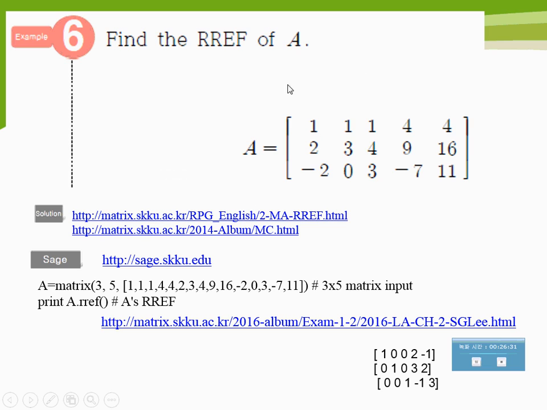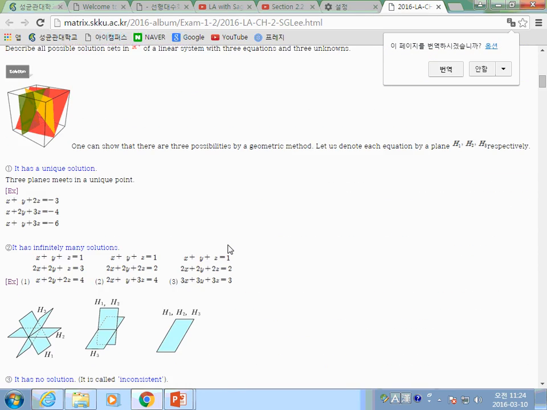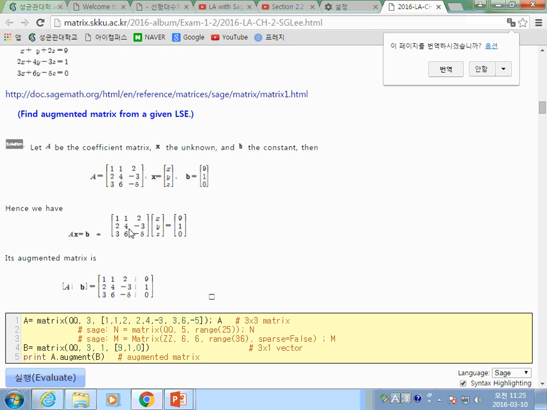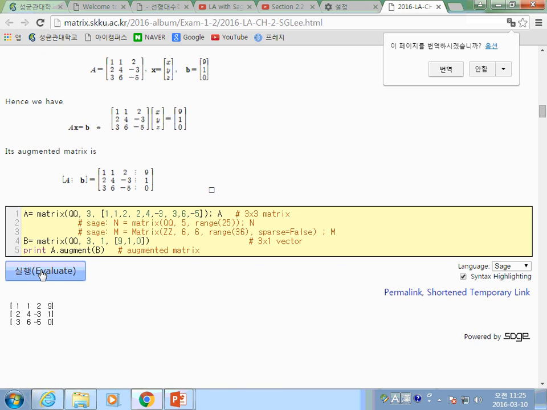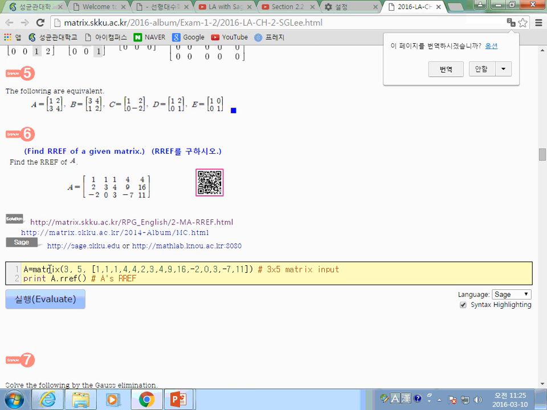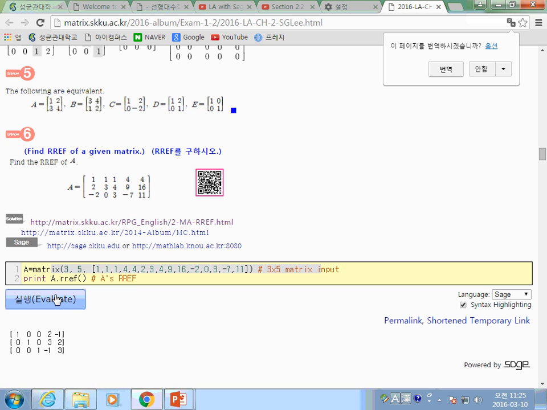We can find RREF by hand like this, and we can also use code to find the RREF. Let's simply show what we did. Here, the augmented matrix from this linear system of equations: 1, 1, 2, 2, 4, minus 3, and 3, 6, minus 5, like this, and B is 9, 1, 0. Then the augmented matrix can be found in this way. And Gaussian elimination can be done in this way. And suppose we have this, then RREF can be found in this way.